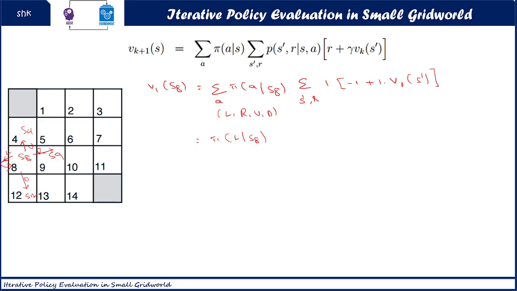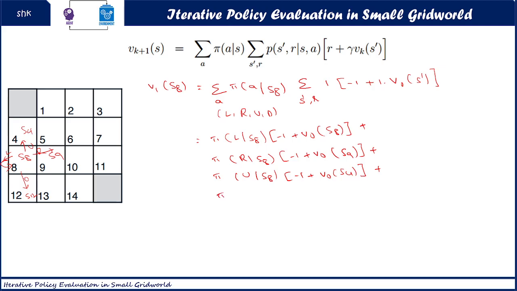So we can write the probability of the left action from S8 multiplied with reward minus 1 plus V naught of, when we take the left action, we fall into the same state S8, plus the probability of the right action from state S8, reward is minus 1 plus V naught of, when we take the right action, the next state is S9, plus the probability for the action towards the upside from the S8 state, the reward is minus 1 plus V naught of S4, plus the probability of the down action from the S8 state, the reward is minus 1 plus V naught of, when we take the down action, we reach the S12 state.